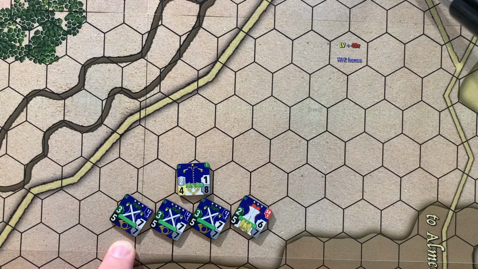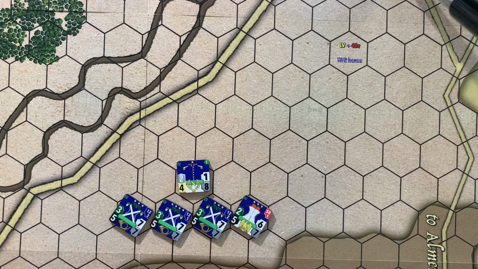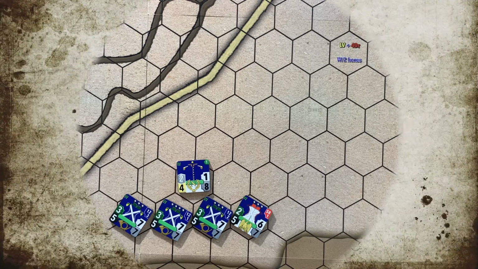Now, the force march movement factor bonus cannot exceed 15, so for example, that leader would not be doubled to 16, it would be doubled to a maximum of 15.